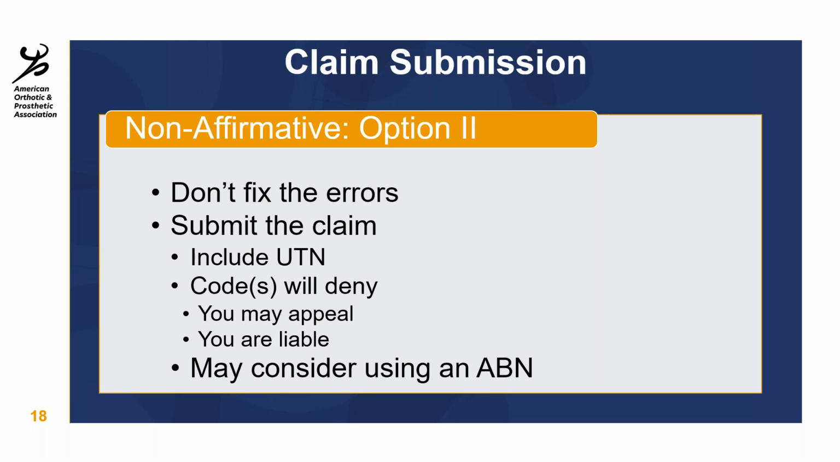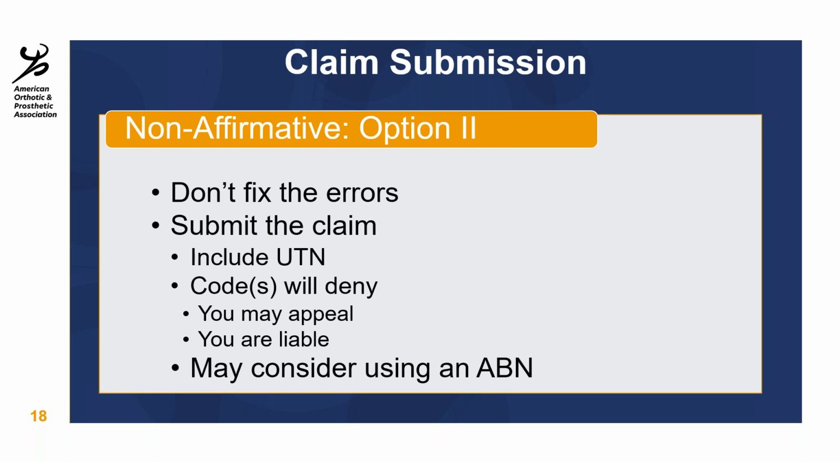But you might want to start thinking in these types of scenarios that the item is already going to be considered not medically necessary based on that decision letter. So you may want to consider having the patient sign an ABN and submitting that claim with the GA modifier and that UTN number as well. And then use that rationale provided to you in that non-affirmative as the reason why you feel that claim might possibly be denied for medical necessity.